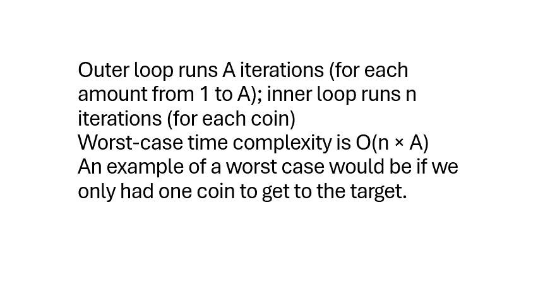So it has outer loops and inner loops for each coin. That's kind of the way it's structured. And for the worst case time complexity, it's O of n. An example of that would be if we only had 1 coin to get to the target. So if we have the target of 26 and we only have a coin, like a penny, for example, it'd take 26 pennies, and that's one way we would get to the worst output.